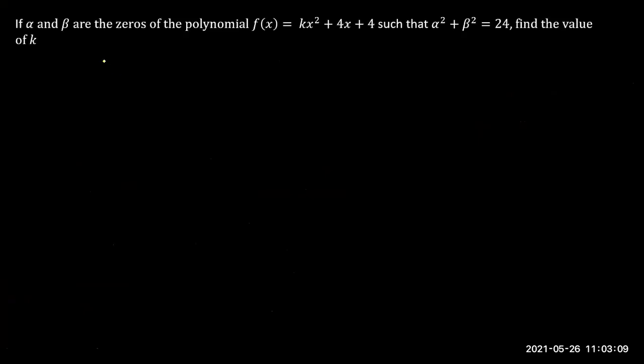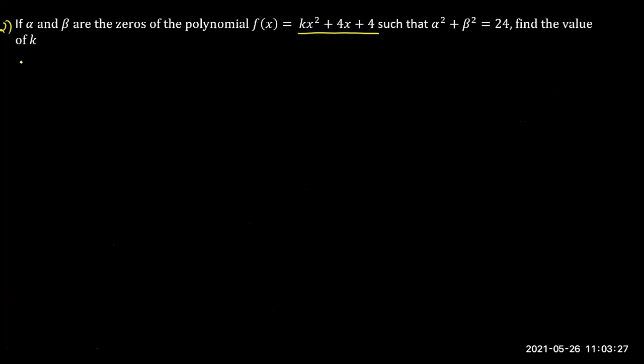So if alpha and beta are the zeros of the polynomial f of x equal to kx square plus 4x plus 4, such that alpha square plus beta square equal to 24, find the value of k.